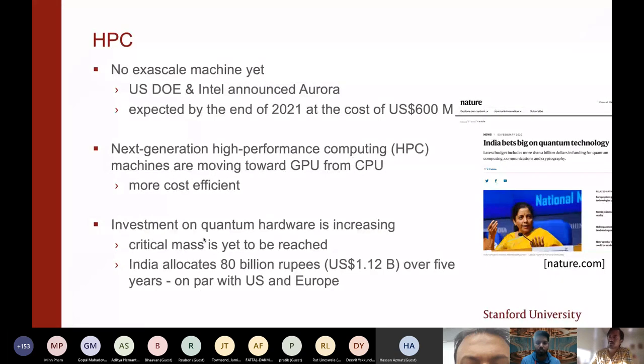For this transition from GPU to quantum in the future, we need investment. We can see that the investment is already increasing in quantum hardware. But we need a critical mass of people working on this. That's where I think BosonQ comes in. We can see that India allocated $1.12 billion for the next 5 years, which is equivalent to what the US and Europe have allocated in their budgets. It's just a news article showing that.